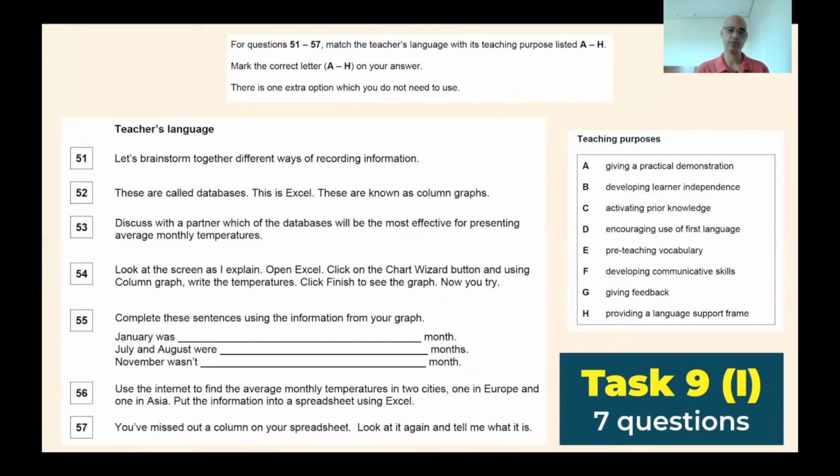So you have 51 to 57 examples of teacher's language. So this is exactly what the teacher is saying. This is important because this is the language that the teacher is using to speak directly to students. And the table that shows letters A through H lists some purposes, some teaching purposes. So we're going to connect the example that comes straight from the teacher to the purpose. So we need to ask ourselves, why is the teacher saying what the teacher is saying? What does the teacher want to do pedagogically here, right? We're going to get to that in a minute.